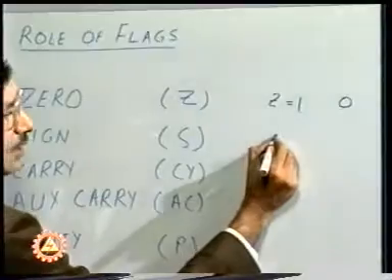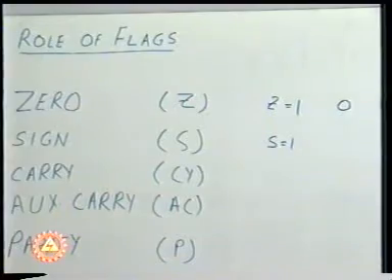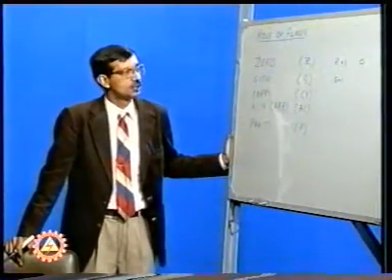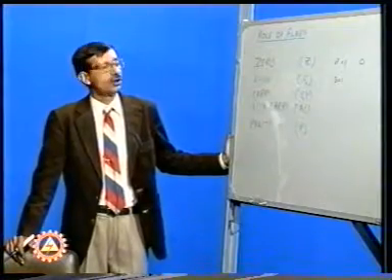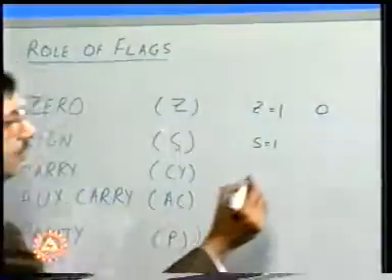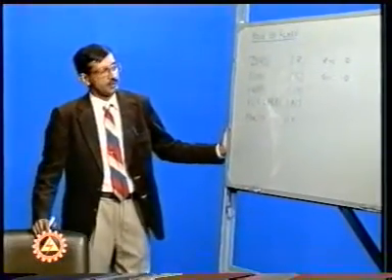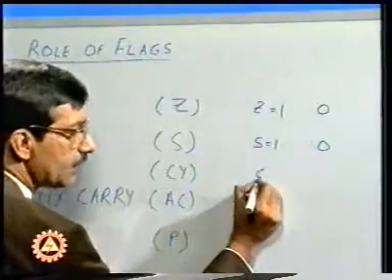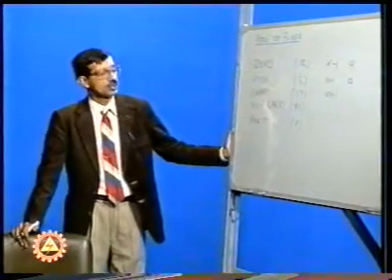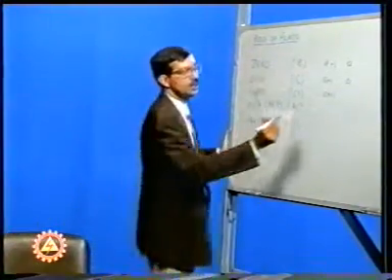The sign flag would be set, that is, it will become 1, when after the execution of the last instruction, that is arithmetic or logical, the MSB or the most significant bit of the result becomes 1. Otherwise, it will be 0. The carry flag, that is CY flag, would be set and will become 1 when after the execution of the last instruction, a carry is generated. Otherwise, it will be 0.